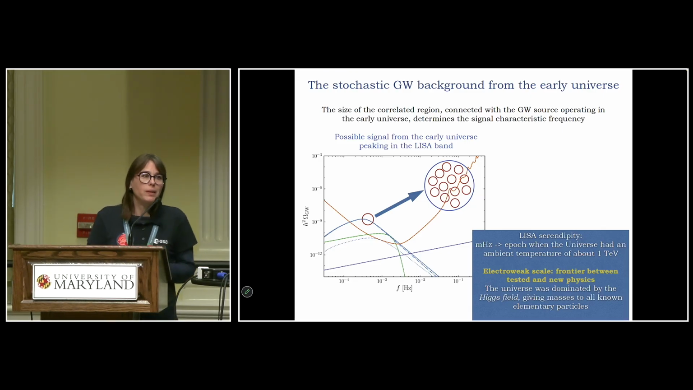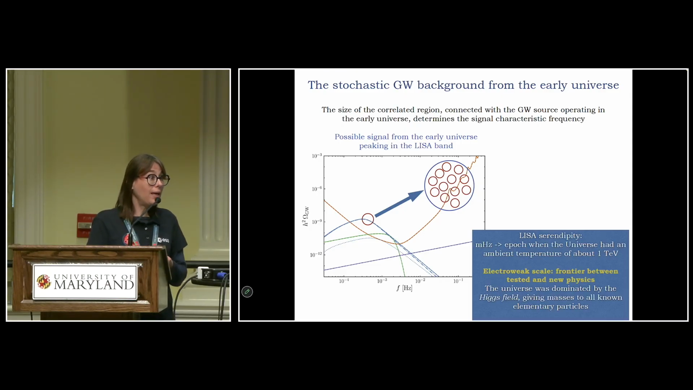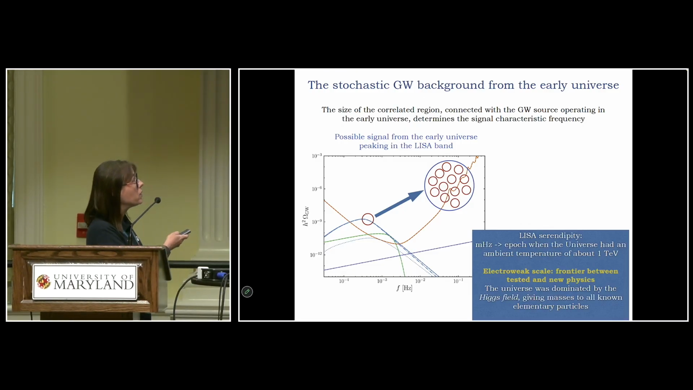Now, the key point here is that the size of the correlated region, okay, is actually connected with the time at which the gravitational wave source is operating in the early universe. And this then determines the characteristic frequency of the signal. And so here you see, in terms of omega gravitational waves as a function of frequency, a possible signal from the early universe, okay, peaking at a characteristic frequency which is related to the size of these causally correlated regions, okay.